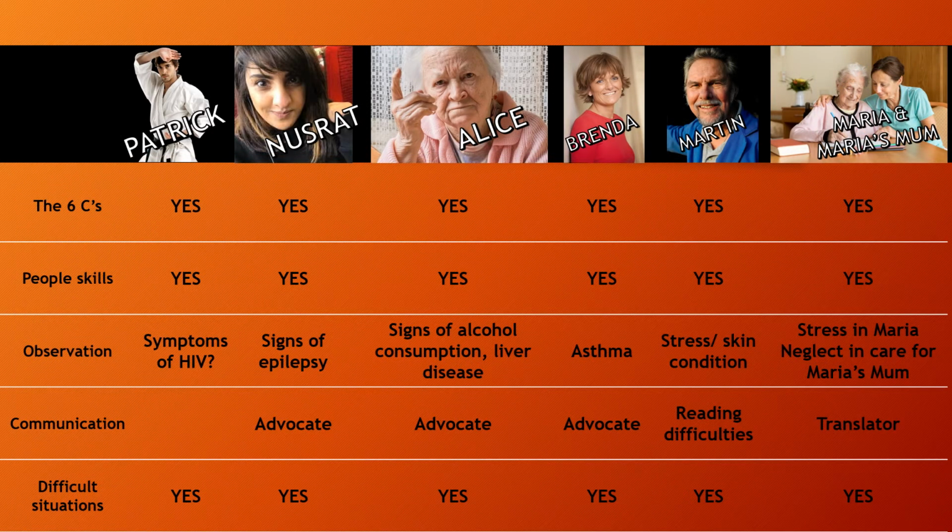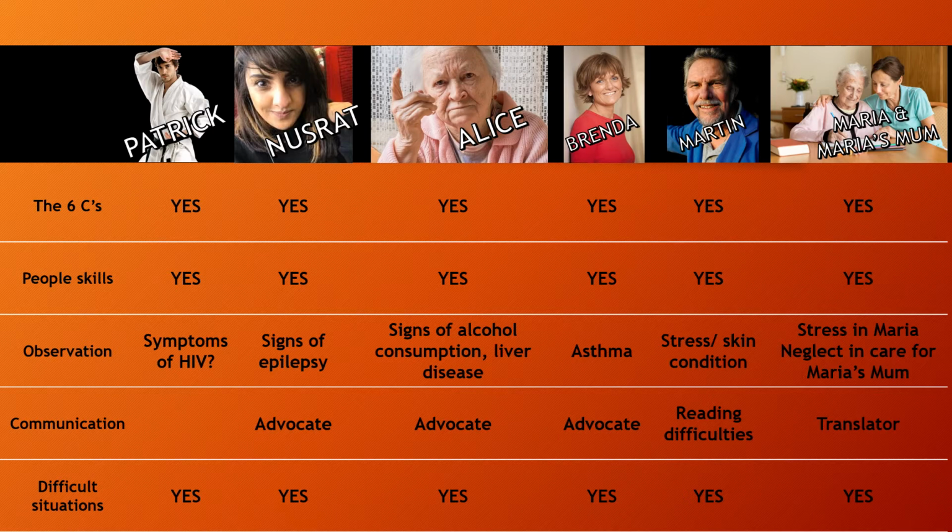And then just as an overview of what applies, so I think the 6 C's, the people skills, the dealing with difficult situations, apply to all the characters regardless. They all have those 6 C skills to include. I think when you're breaking difficult situations, there are extra things to consider.